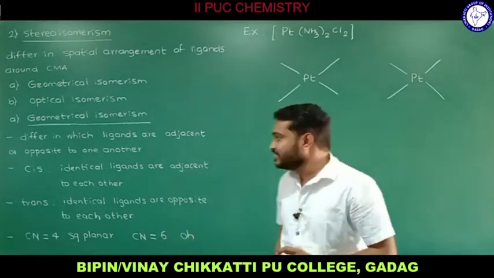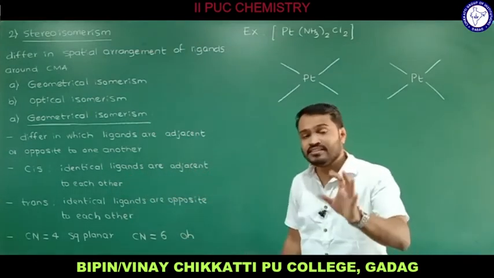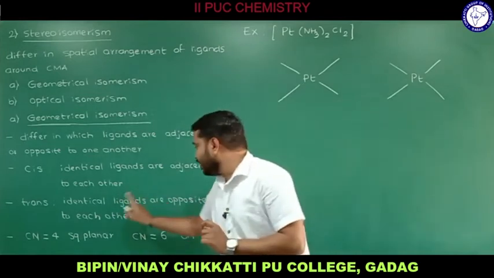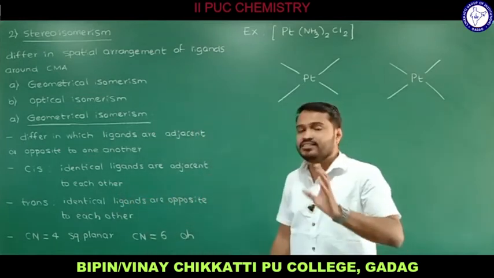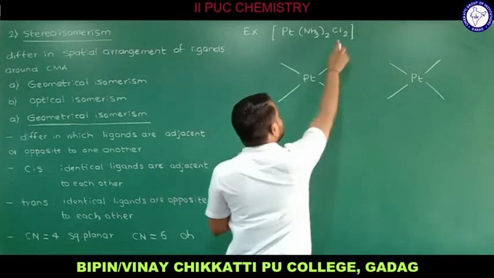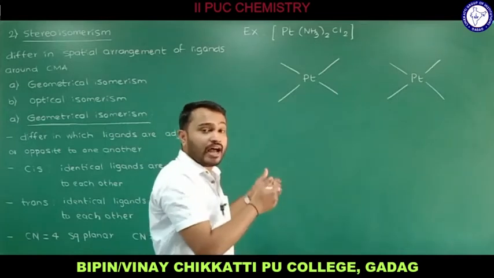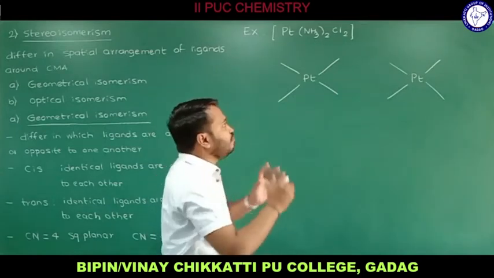What is the rule? I said if identical ligands are adjacent to each other, then we get the cis isomer. If identical ligands are opposite to each other, we get the trans isomer. Identical ligands, same kind of ligands, means Cl is one kind of ligand, NH3 is one kind of ligand. Identical ligands present on the same side, we get cis.